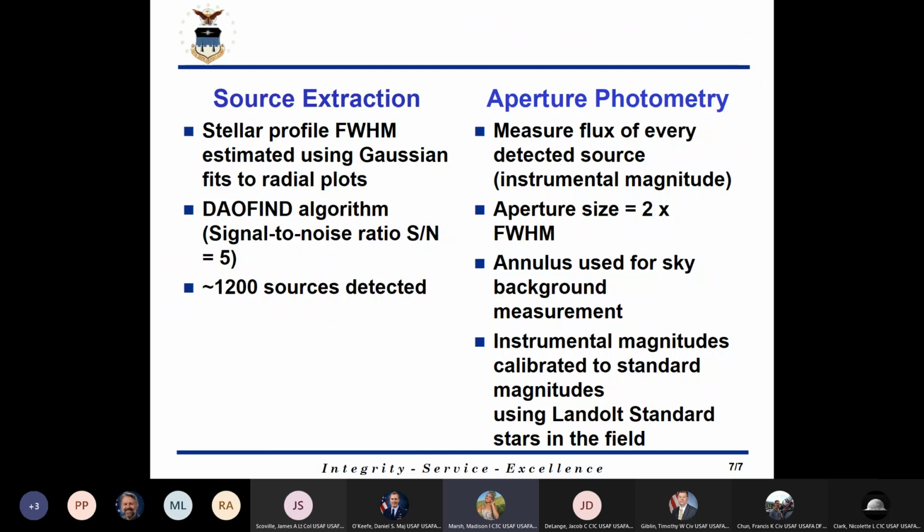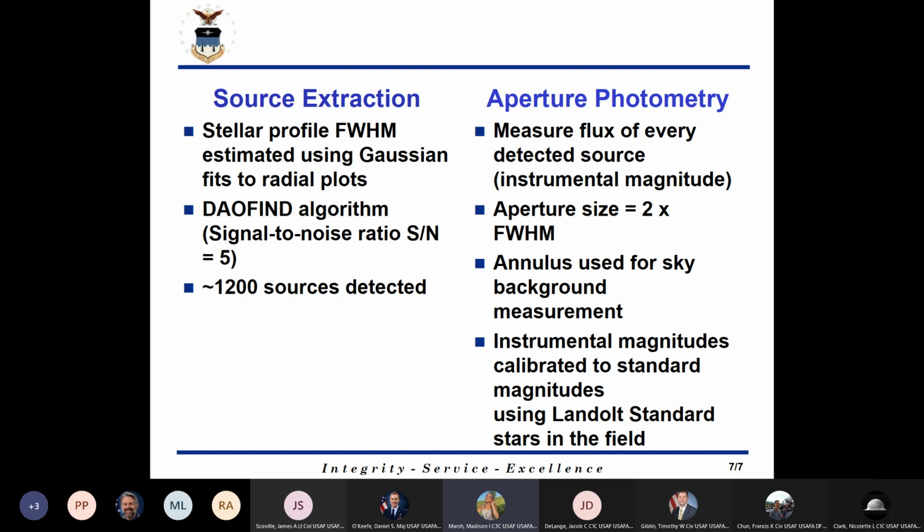Getting into source extraction. In order for us to calculate the limiting magnitude, we need to determine how many sources are in the image. For the stellar profile under source extraction, we're going to obtain a full width half max using a point spread function, which is a radial plot routine using a Gaussian function around 10 sources over the range of brightness. Then we exclude any saturated sources. Then we determine the mean of the full width half max and of the point spread function.